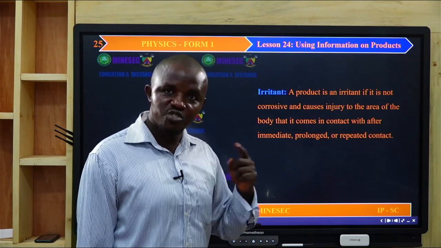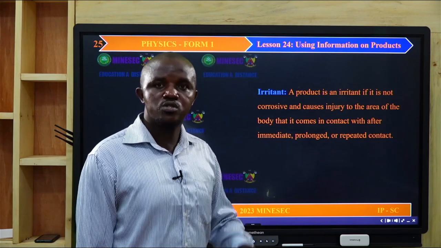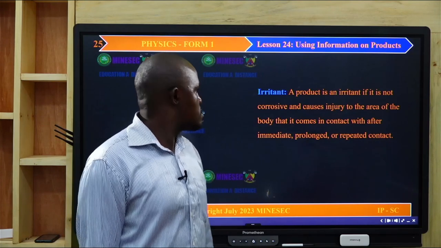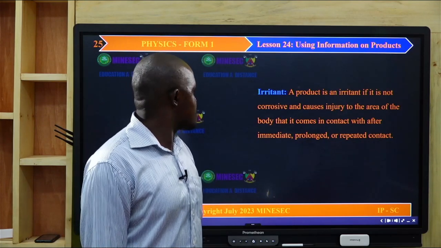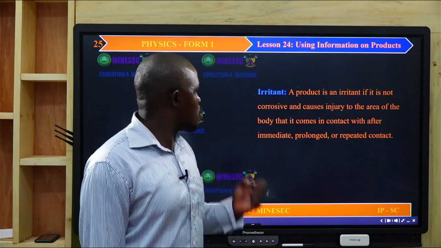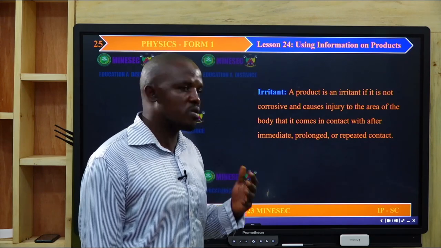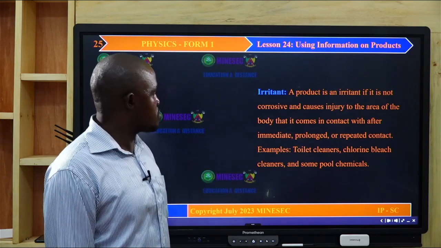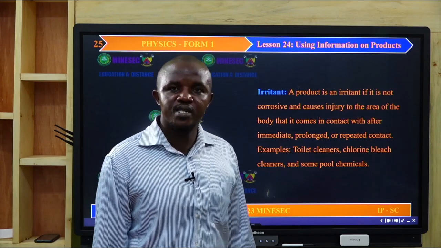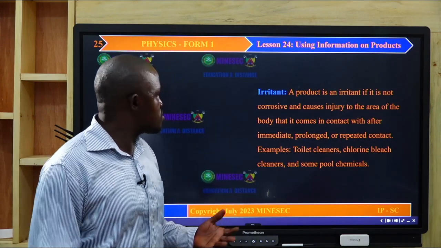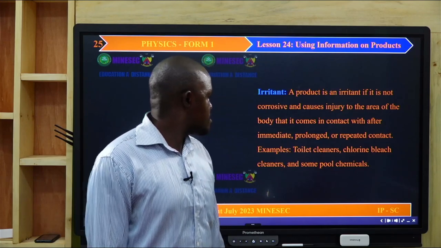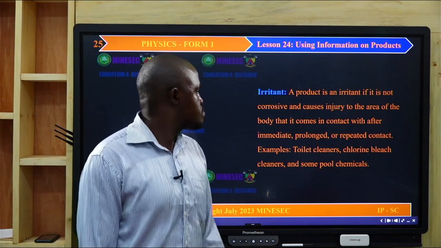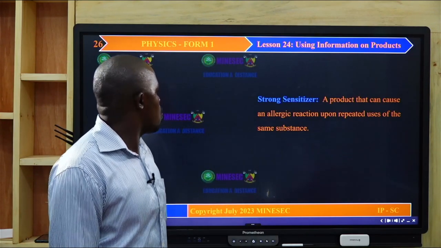There are some substances that you keep touching. When you keep touching them, they will cause harm to your body, but they are not actually corrosive. But with repeated use, we describe them as irritants. So they can cause injury to the area of the body that comes into contact with it. Okay, so examples. Toilet cleaners are examples of irritants. Other examples include chlorine bleach cleaners and some pool chemicals, some chemicals that they pour inside swimming pools.